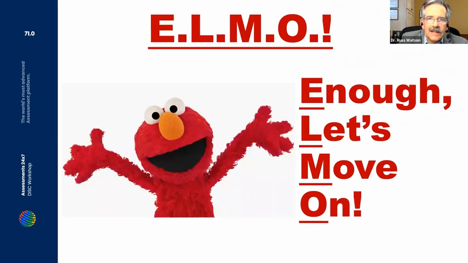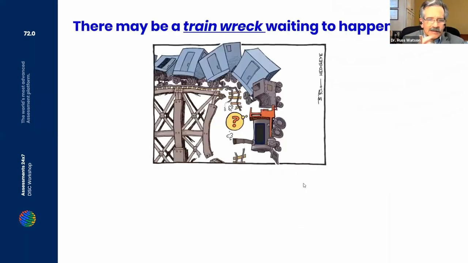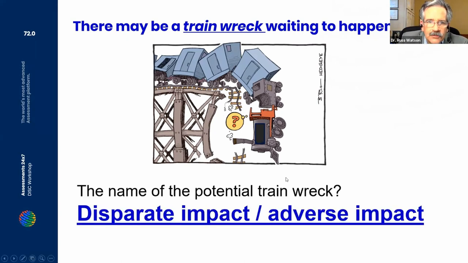Elmo, let's move on to the last portion of this event. There may be, good colleagues, a train wreck waiting to happen. The train wreck's name is Disparate Impact.